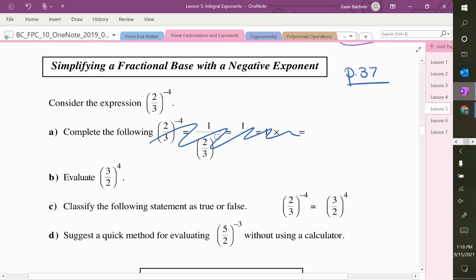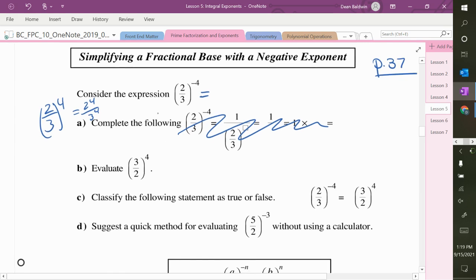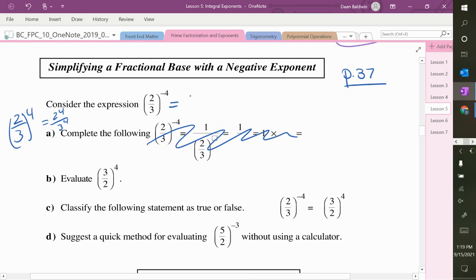Now we're going to look at what happens when you have a fraction. I know that's like a four-letter word for everybody. A fraction, 2/3, to a negative exponent. If I gave you 2/3 to the power of 4, where does the 4 go? It goes to both, right? 2 to the 4 over 3 to the 4. We do the exact same thing to 2/3 to the negative 4. We get 2 to the power of negative 4 over 3 to the power of negative 4.